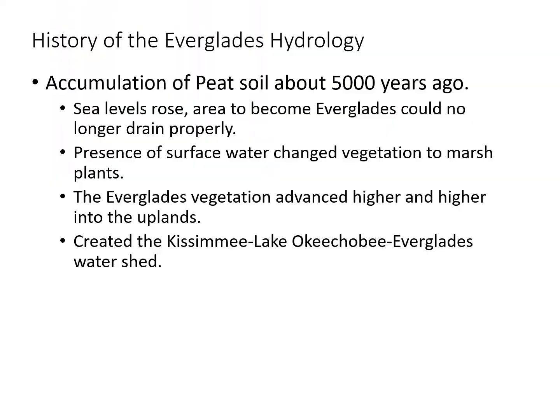The history of the Everglades hydrology begins about 5,000 years ago. The Everglades really is at the mercy of the rising and lowering of sea level. Over the past 5,000 years, sea levels have been rising, but not too quickly, and so Florida has been accumulating peat soil. Peat soil is a very organic, rich soil that forms in bogs or swamps where there's water with lower oxygen levels, so carbon-rich material will accumulate. That's what makes those soils organic rich.